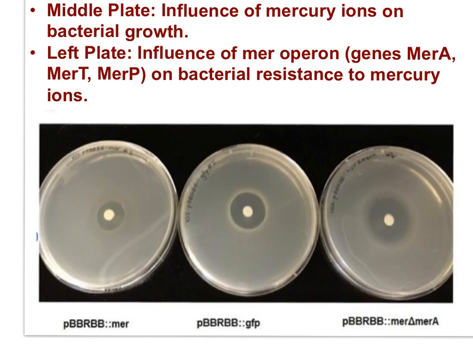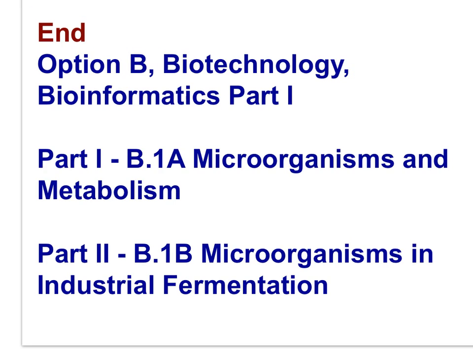The plate on the right has bacteria with the MER operon, but a mutation has knocked out one of the genes in the operon. The resistance to mercury no longer exists, and the zone of inhibition is much like that of the control. And that brings us to the end of Option B, Biotechnology, Bioinformatics, Part 1. Part 1 has focused on microorganisms and metabolism. Part 2 will focus on microorganisms in industrial fermentation.